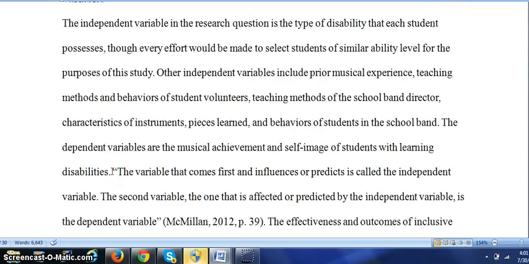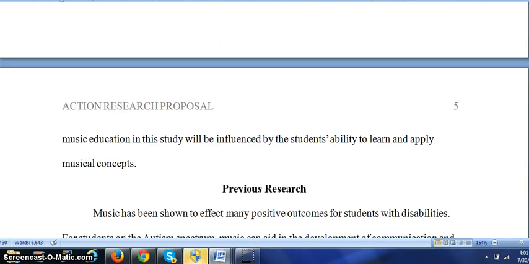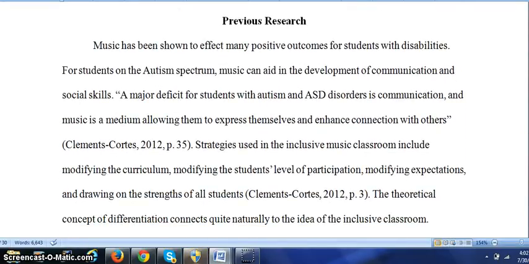And this is pointed out nicely here where it says the variable that comes first and influences or predicts is called the independent variable. The second variable is the one that is affected or predicted by the independent variable. That is in your textbook on page 39. So I think that's all I'm going to say for now about variables. In the next video on your proposal, I'll go back and revisit those variables and make sure we get everything cleared up.